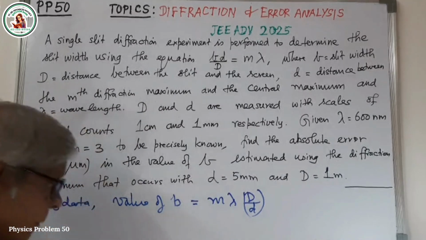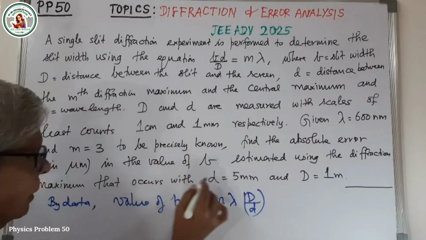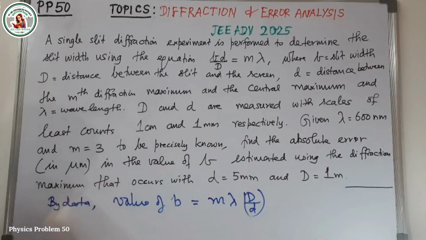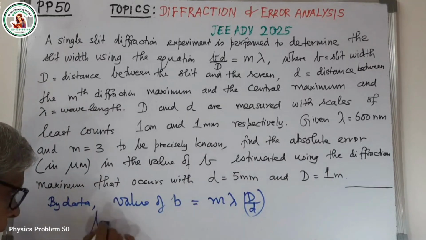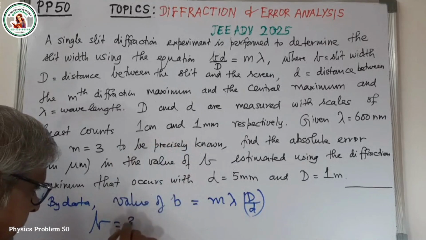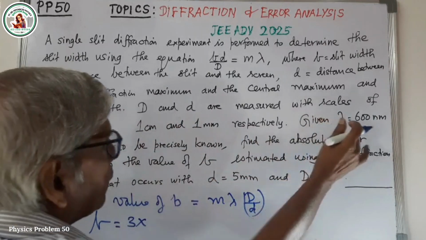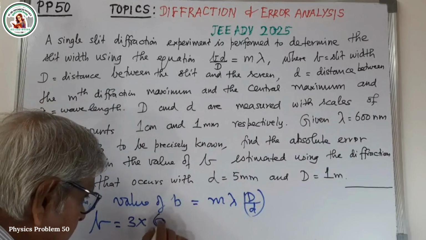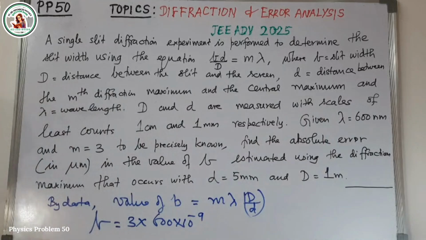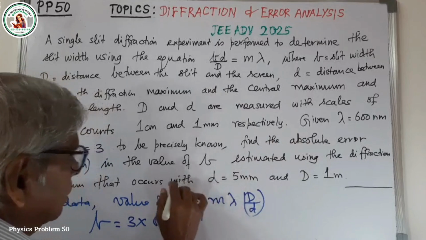Small d and capital D are both given. So m is 3, given. Lambda is the wavelength. The wavelength used is given as 600 nanometers, 600 into 10 to the minus 9. Capital D is 1 meter, given.